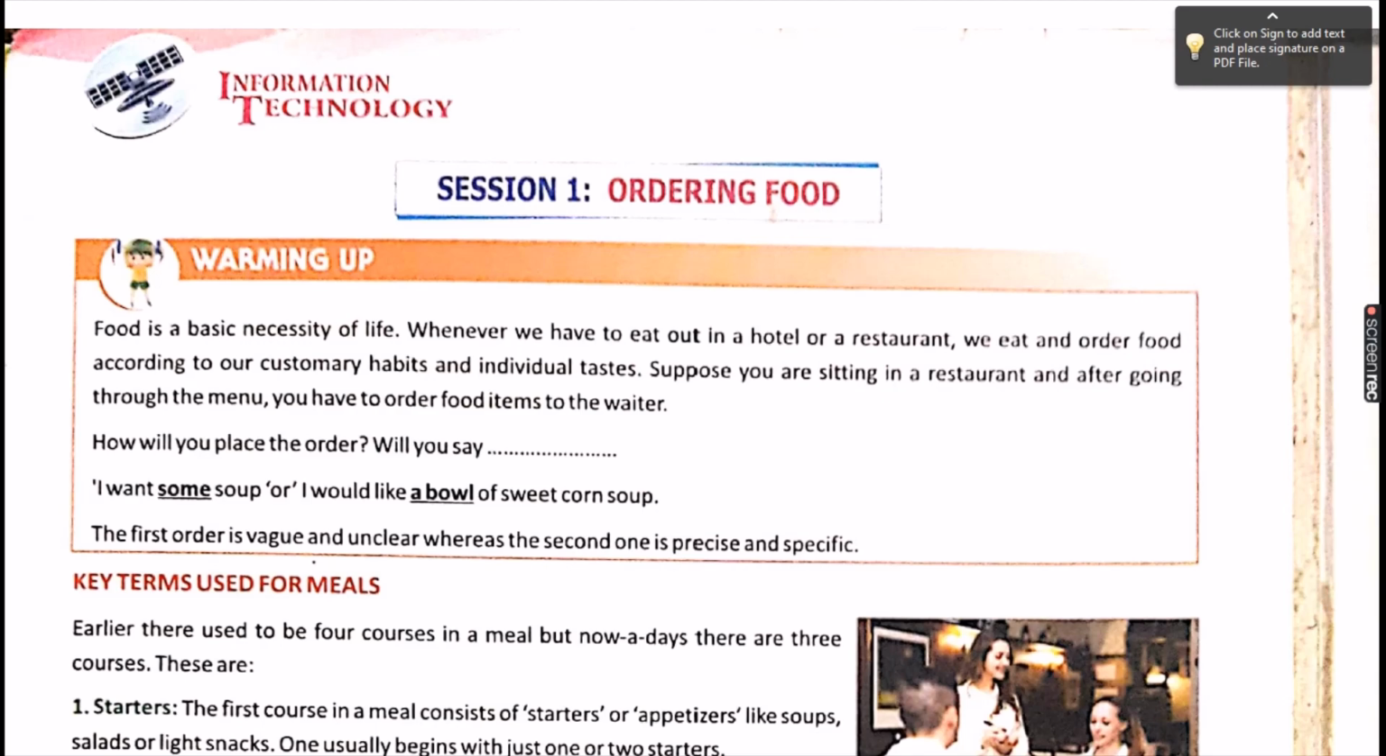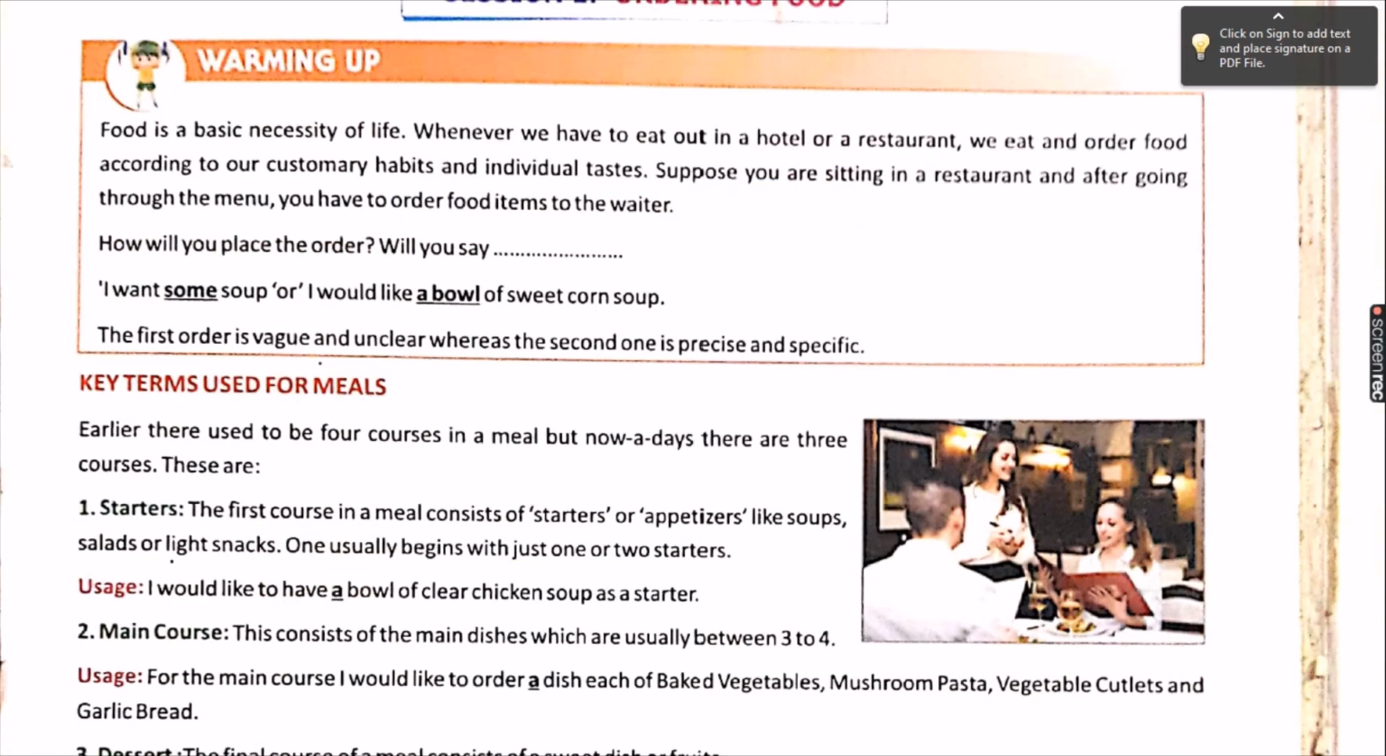So let's see, it is about ordering food. Here in warming up we can see that food is the main or basic necessity of life. And whenever we eat out in a hotel or restaurant, we order food according to our customary habits and individual taste. Suppose you are sitting in a restaurant, and after going through the menu you have to order food items to the waiter. So how will you give this order, how will you make the proper explanation of the food item?